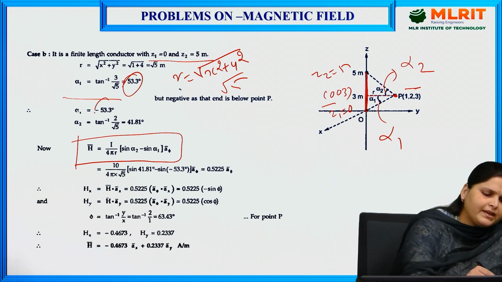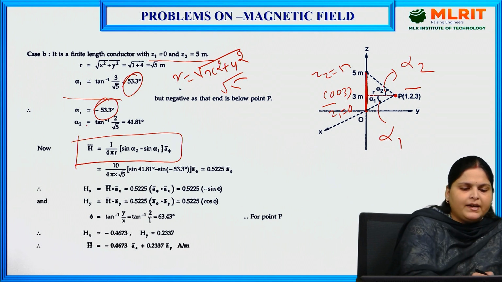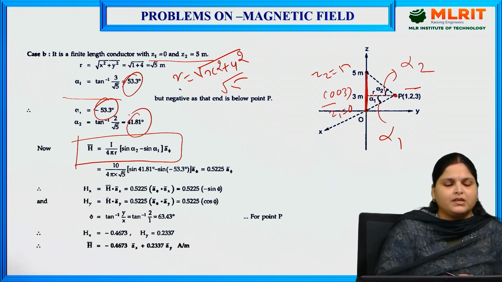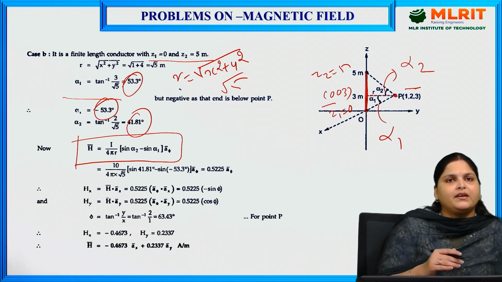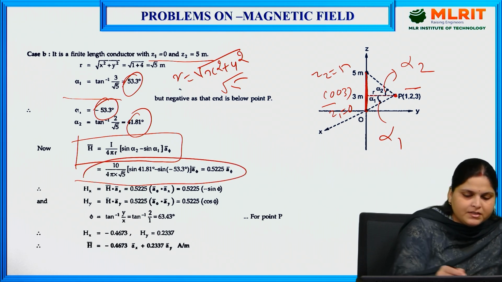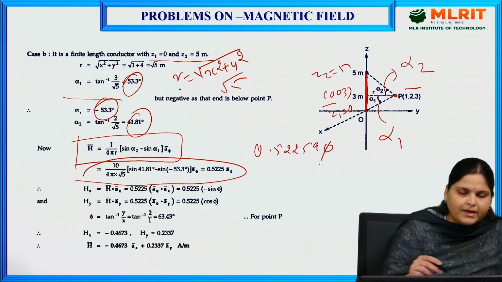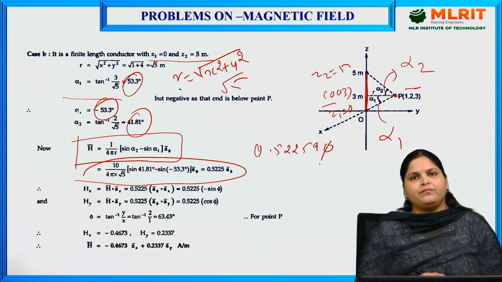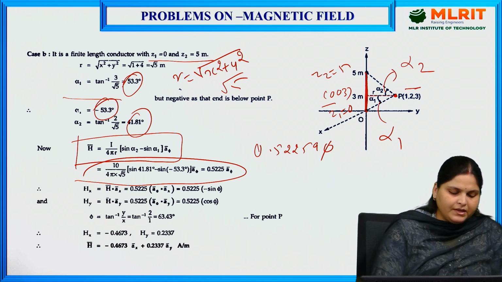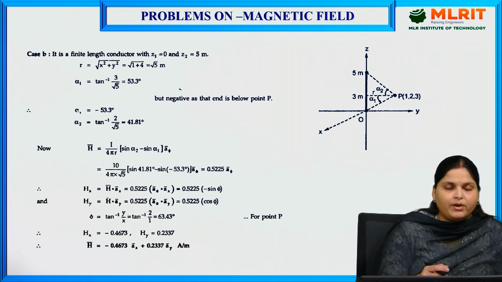Alpha 1 we will get as minus 53.3 basically, and alpha 2 we will get as 41.81. So we write our alpha 1 and alpha 2 in this formula and we will get H as 0.5225 a phi. Okay. Again this can be transformed into xy coordinates, right?